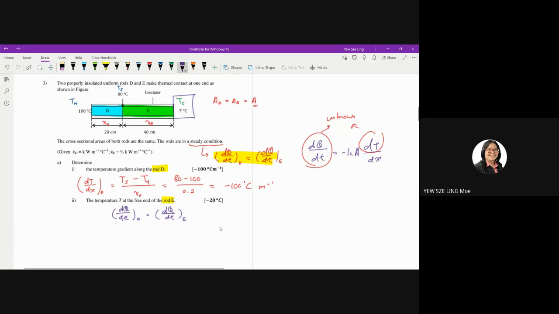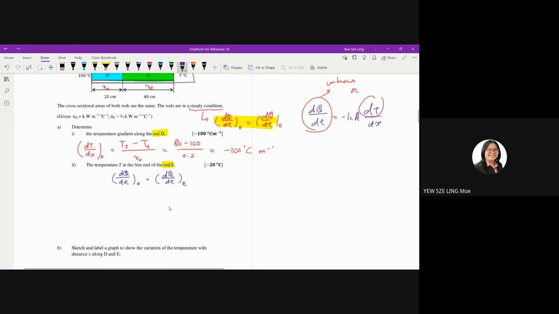Now let us expand the equation. You have to be extra careful, because you need to know which variables have the same value and which are different. dQ over dt along rod D is equal to negative k. Now k depends on the material, and rod D and rod E have different materials. So kD, and then A without subscript, because according to the question both have the same cross-sectional area, and then dT over dx for rod D.